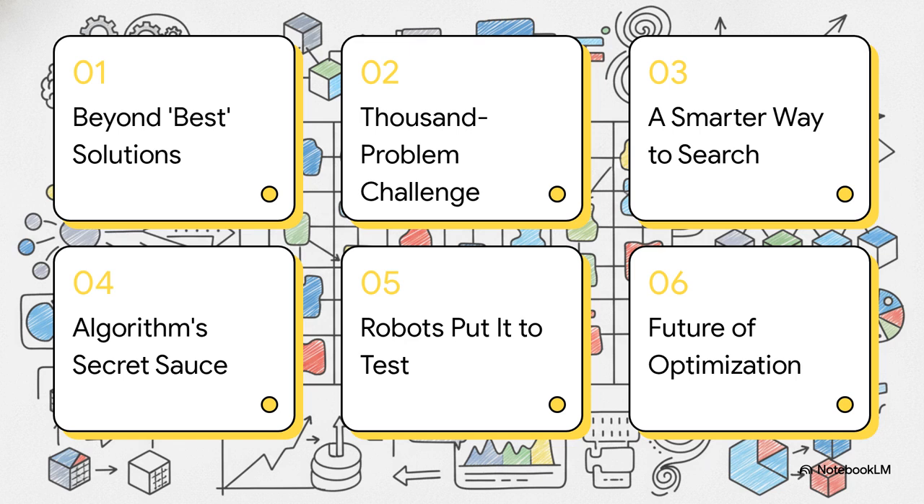So here's what we've got lined up. First, we're going to question this whole idea of a single best solution. Then we'll get into the massive challenge of solving thousands of problems at once. After that, we'll uncover a much smarter way to search for answers, peek at the algorithm's secret sauce, and see how robots put it all to the test. And finally, we'll wrap up by looking at what this could all mean for the future of optimization.